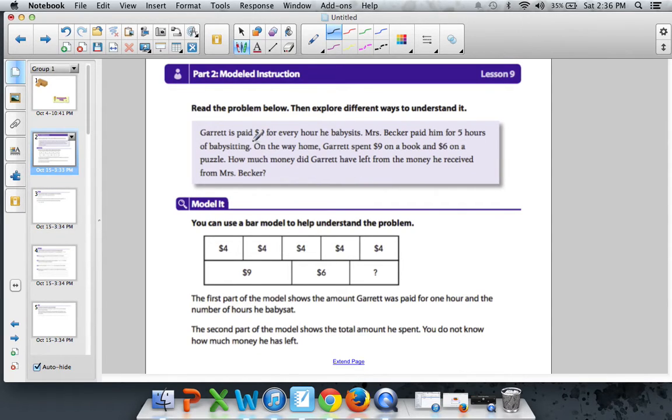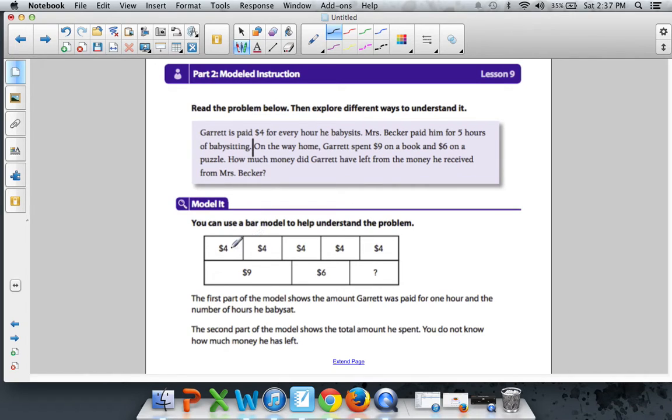Okay, real quick, let's take a timeout from reading. That's what this shows, doesn't it? $4. Right? And for 5 hours, 1, 2, 3, 4, 5. Cool. On the way home, Garrett spent $9 on a book and $6 on a puzzle. How much money did Garrett have left from the money he received from Miss Becker?